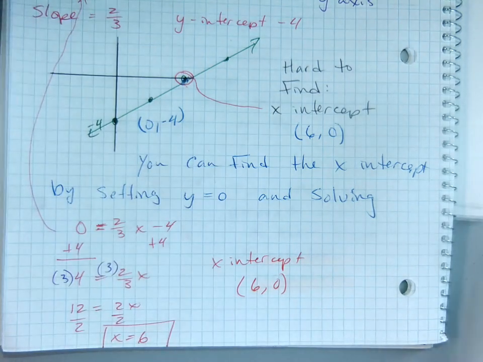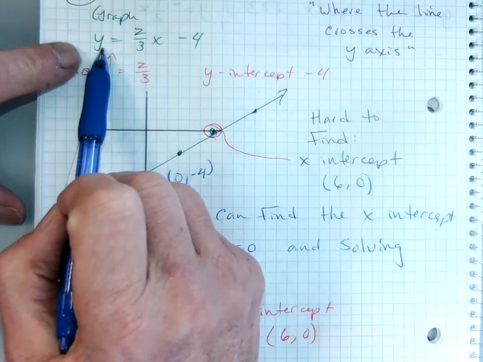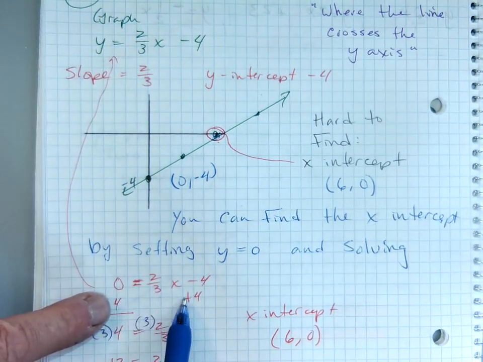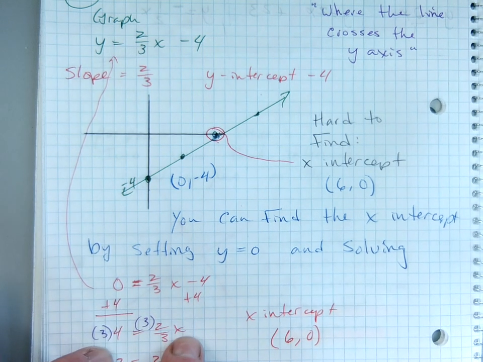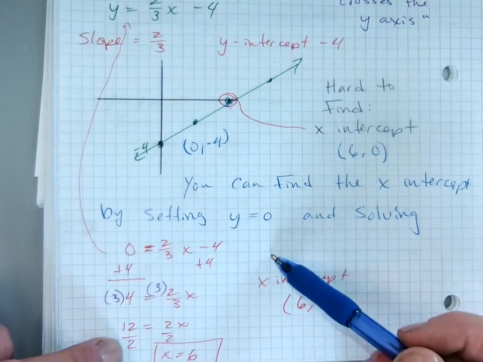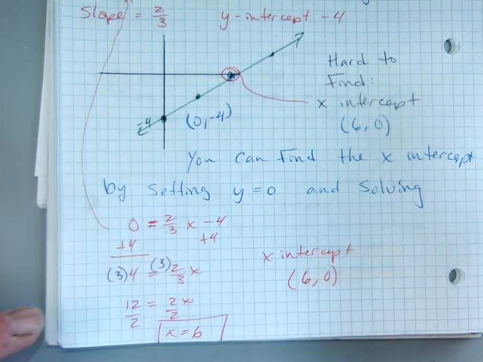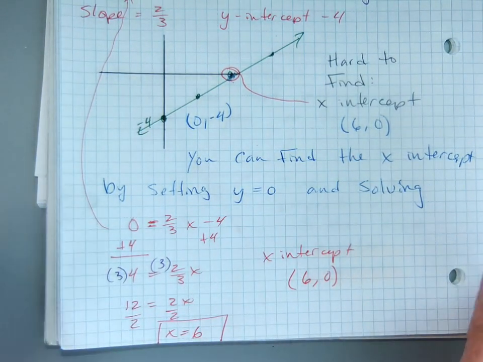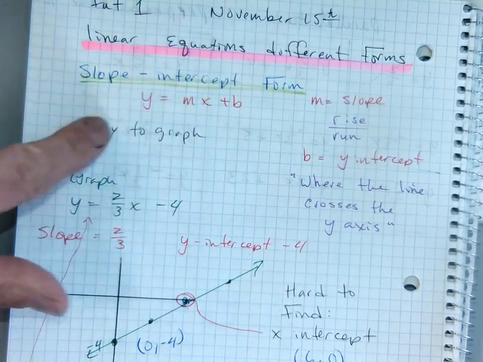So what I did is this. I took my equation and I set y equal to 0. Okay, so I put 0 equals 2/3 x minus 4. And I solved. So I went plus 4, got rid of the 4. I got 2/3 x equals 4, and then I multiplied by 3, 2x equals 12, divided by 2, and x equals 6, which completely concurs with what I had on my graph. So the x-intercept is at 6, or (6, 0), okay? All right, that's the first form. That's the most common form most people use, y equals mx plus b, because it's easy to graph.